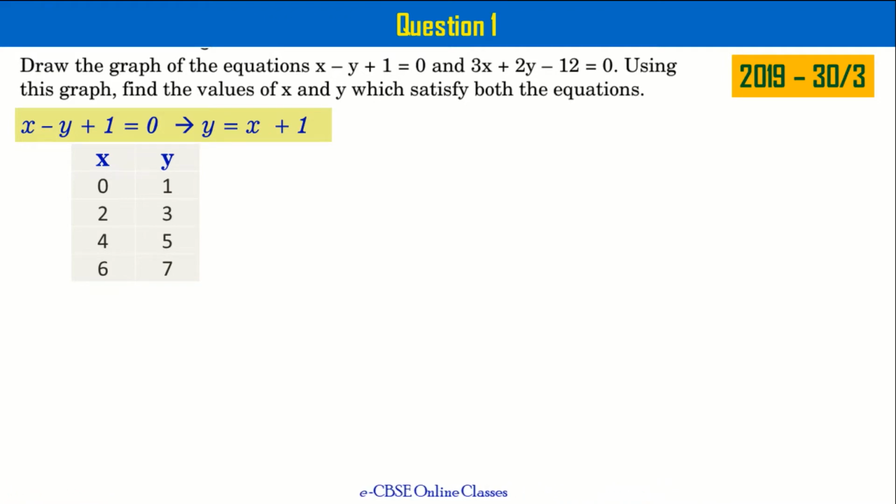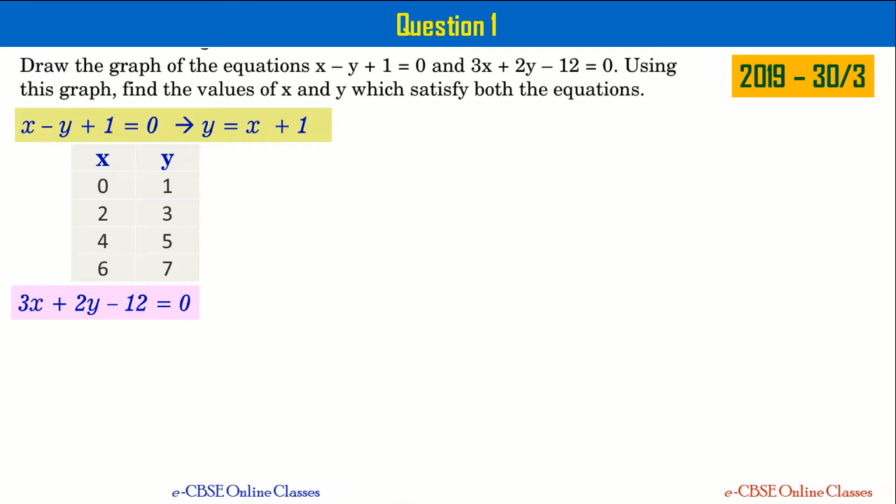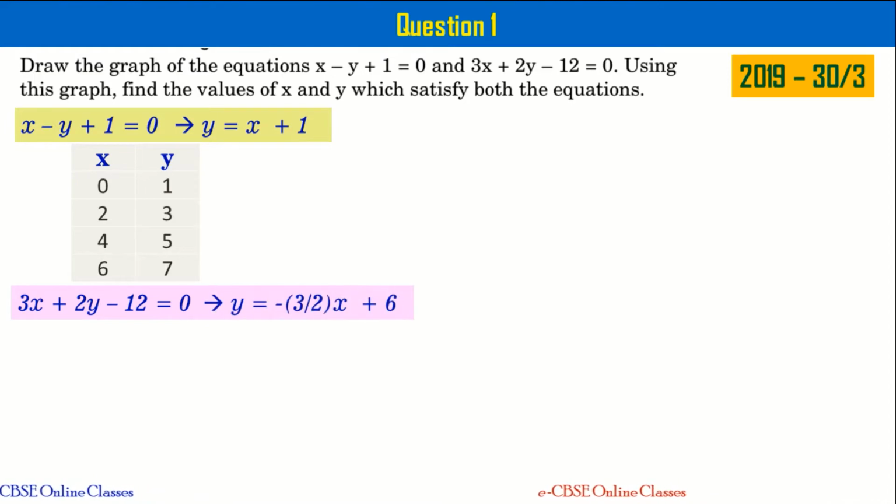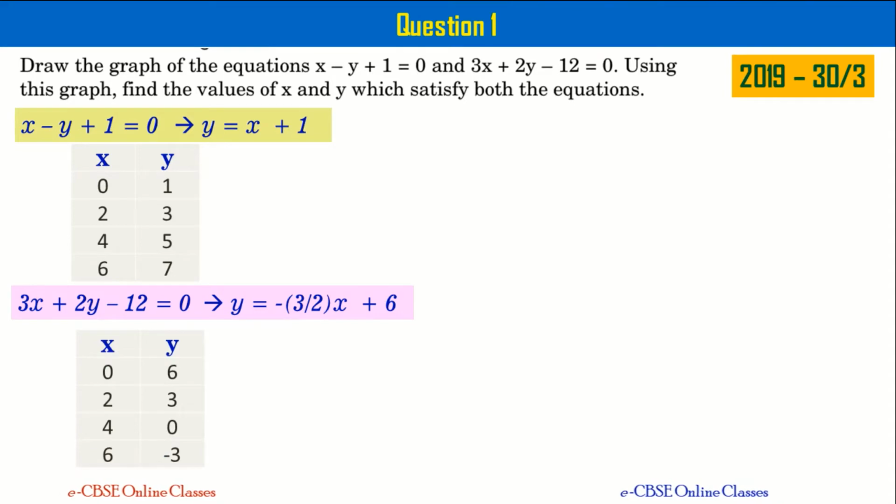Similarly, let's do the same thing for the second equation, that is 3x plus 2y minus 12 equal to 0. That can be rearranged and written as y equal to minus 3 by 2 times x plus 6. And when you tabulate values of y for different values of x, you get a table like this. I have taken x ranging from 0 to 6. So y varies from 6 to minus 3.